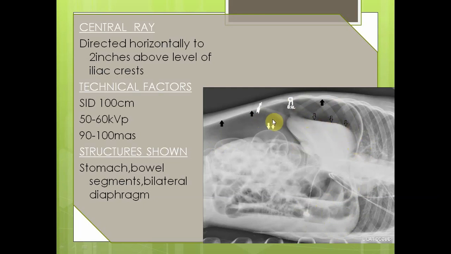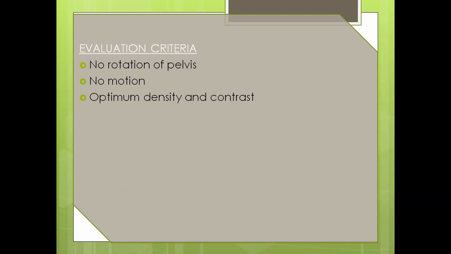Due to the perforation or might be any other reason. See here you can see pneumoperitoneum. This is all bowel, large bowel gases. This is the peritoneal cavity, these are the ribs, and this is the liver border. So when air is present here, there is a 100% definite thinking that there is a perforation. So what is the evaluation criteria? No rotation of the pelvis, no motion should be there, and optimum density and contrast should be there.